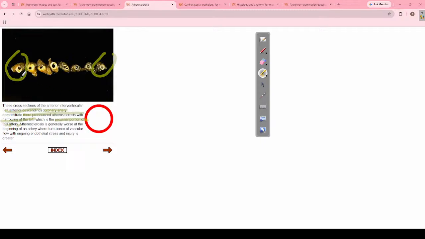You can see over here also there is a lot of plaque. Here also you can see plaques, but over here there is a little bit less plaque. So atherosclerosis is generally worse at the beginning of an artery, where turbulence of the vascular flow with ongoing endothelial injury is very much greater.